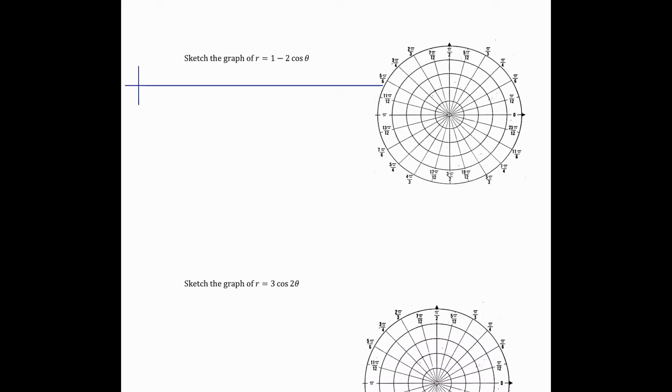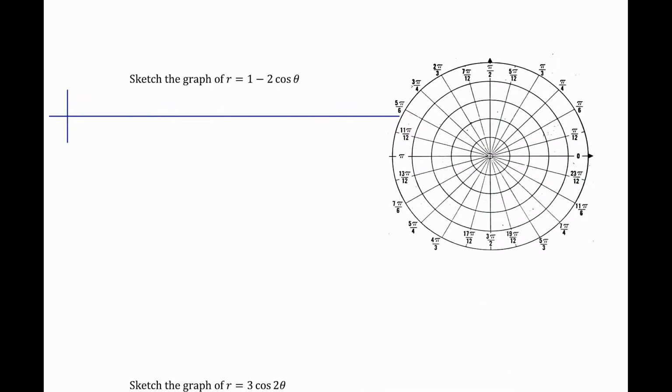I didn't mean to zoom out, sorry. Let's start with theta of 0, which is usually a good spot to start. Let's do 0, pi over 4, pi over 3, pi over 2, 2 pi over 3, 3 pi over 4, pi.